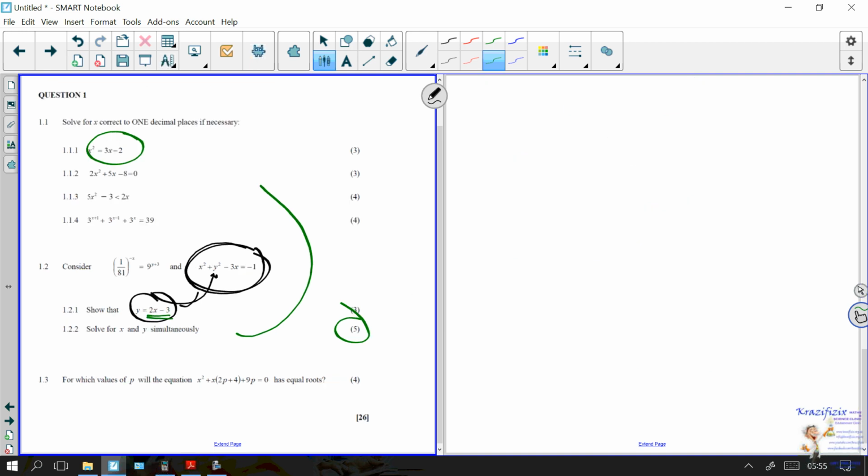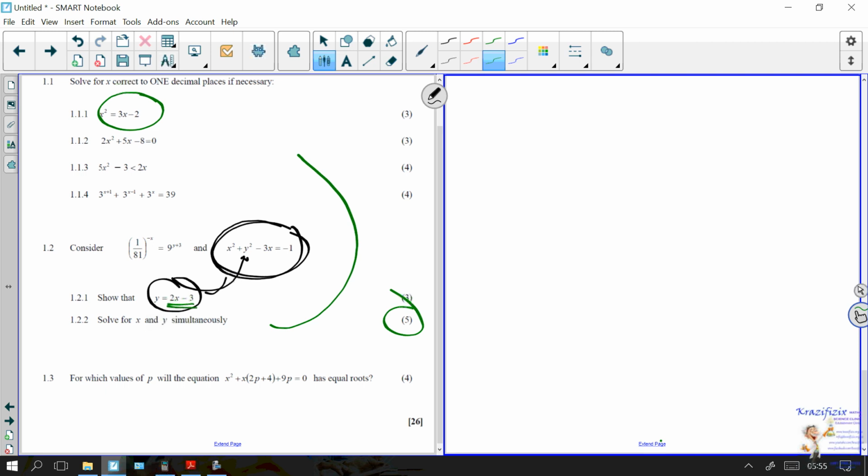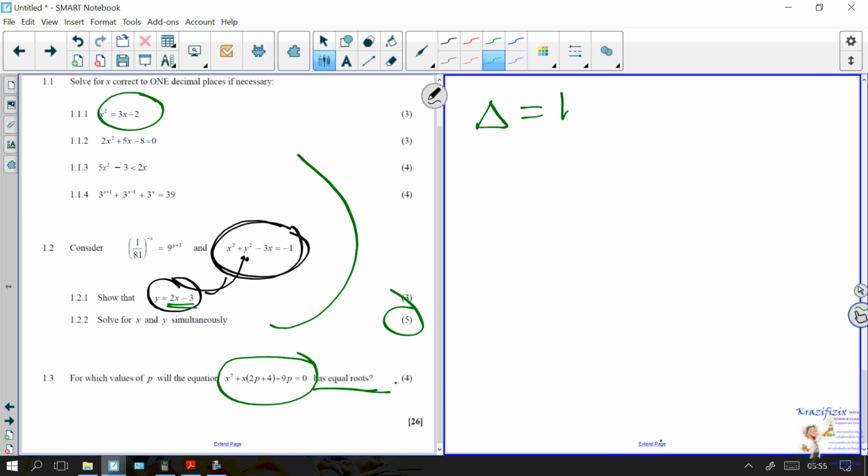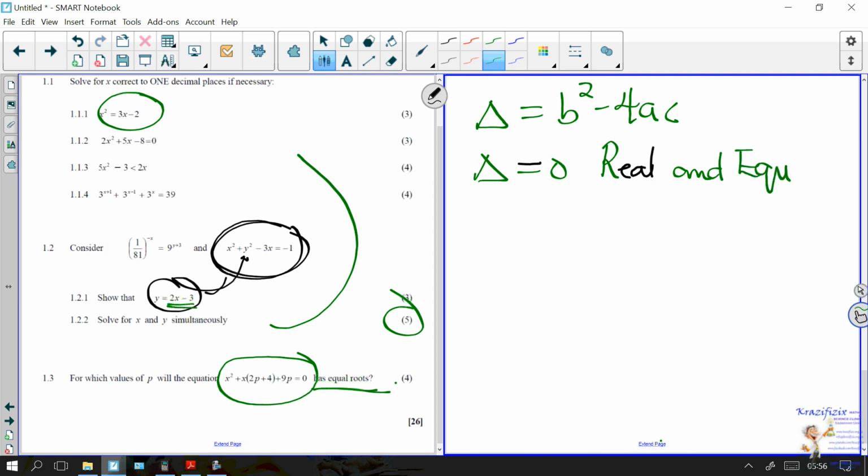1.3. For which values of p will the equation... now this is talking about nature of roots. Once you see this, I'm going to help you with a quick summary about nature of roots. It talks about your discriminant, and this is equal to b squared minus 4ac. You remember this from our quadratic formula. Now when this is equal to 0, what does it mean? It means your roots are real and they are equal. When your discriminant is greater than 0, your roots are real and they are unequal.